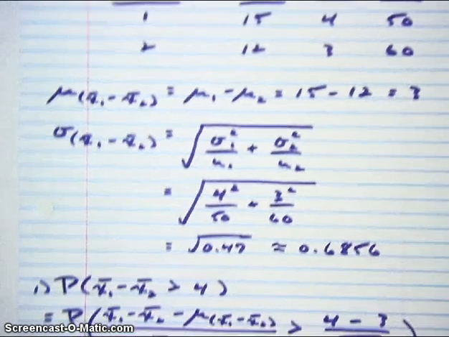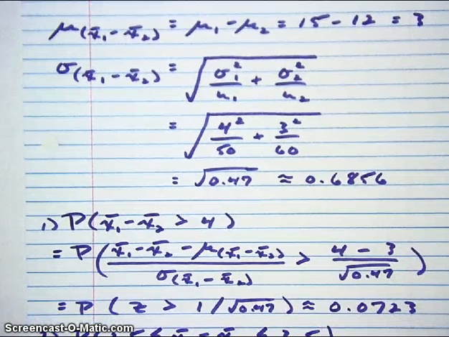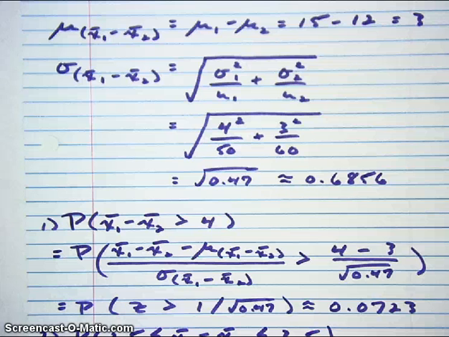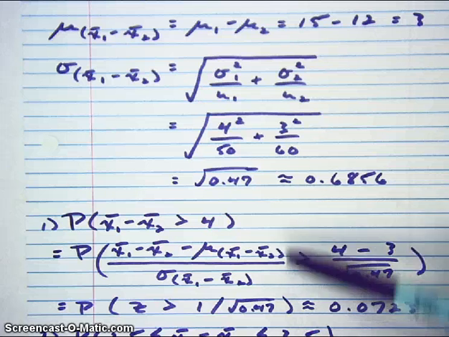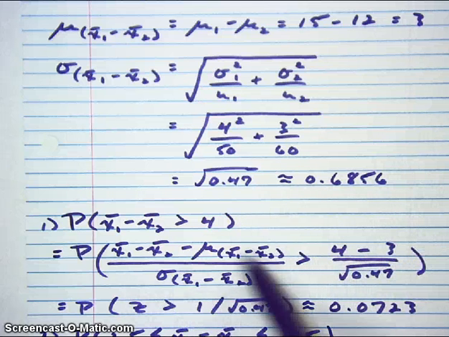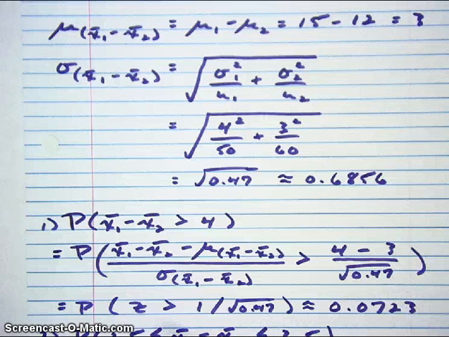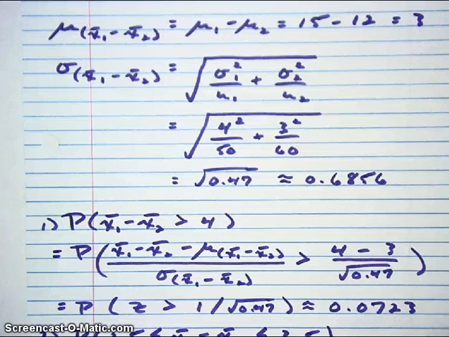Then we could answer questions. Suppose we want to know the probability that the difference in these sample means is greater than 4, given that they come from those populations that we gave parameters for above. This is just a standard normal calculation because x1 bar minus x2 bar is normally distributed. So we subtract the mean and divide by the standard deviation on both sides of that inequality. This big mess right here becomes a z. 4 minus 3 over the square root of 0.47 is 1 over the square root of 0.47. And when you plug that into your calculator using normal CDF, you get that the probability is about 0.0723.